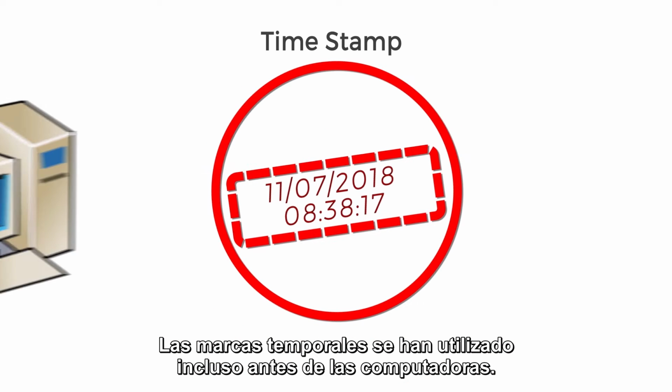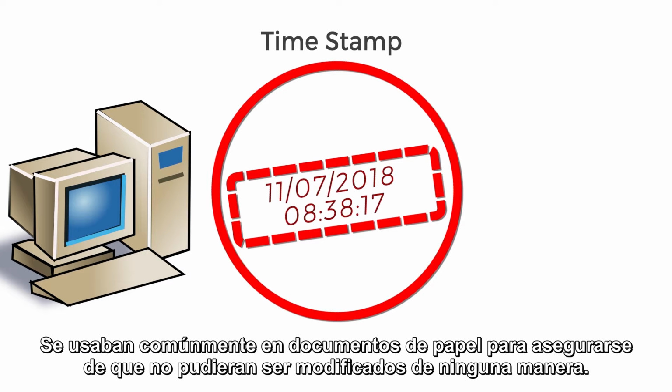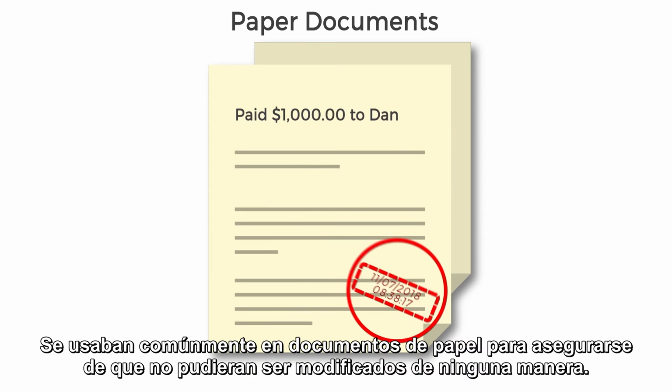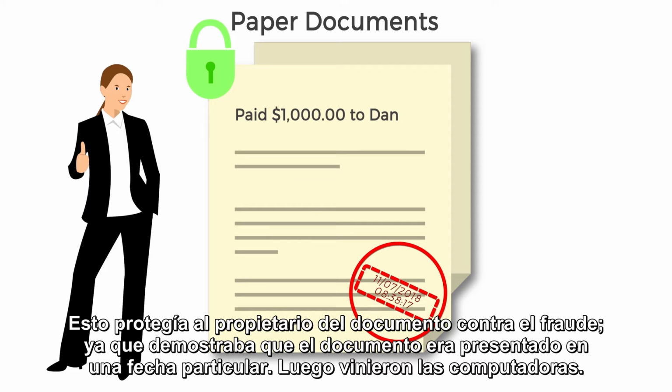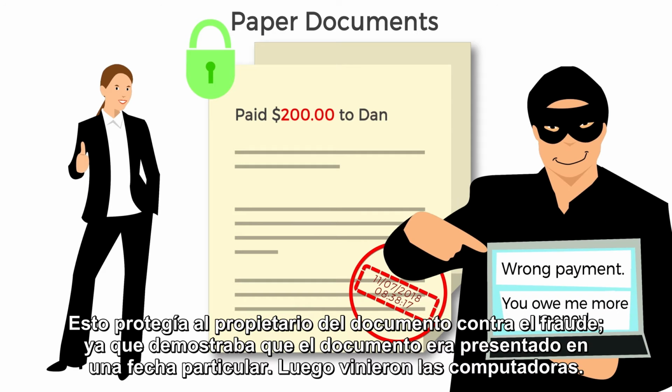Timestamps have been used even before computers. They were commonly used on paper documents to make sure those documents could not be backdated or changed in any way. This protected the document owner from abuse because it proved that the document was submitted on a particular date.